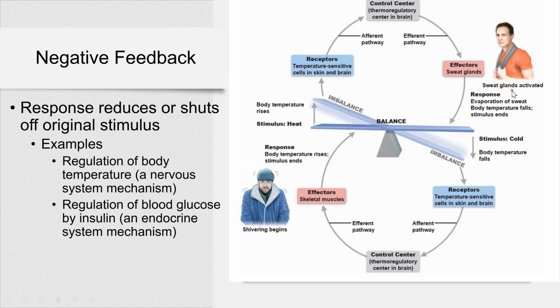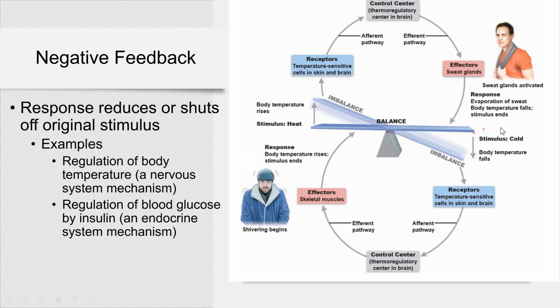So sweat glands are now activated and they start producing sweat. Evaporation of sweat lowers your body temperature. Body temperature falls and the stimulus ends, right? So the stimulus, your body temperature goes up, and now body temperature falls, you're back to balance, right?